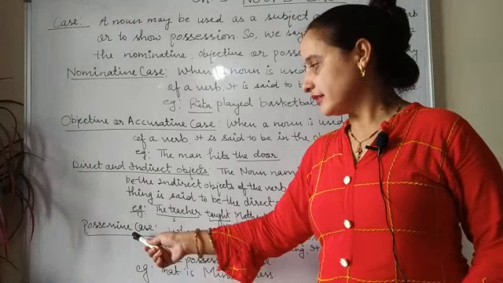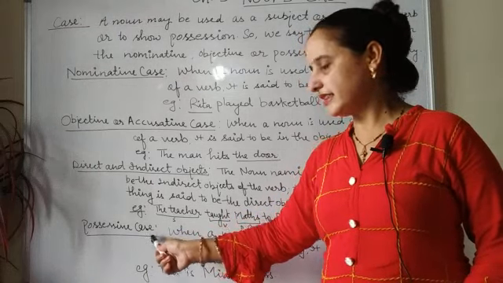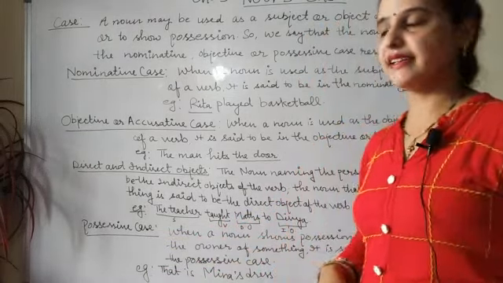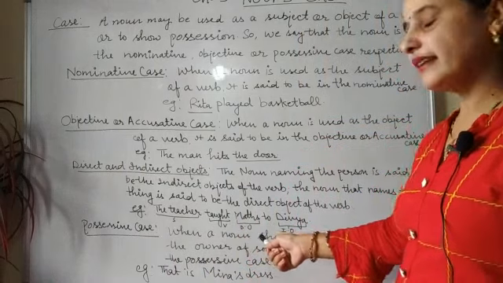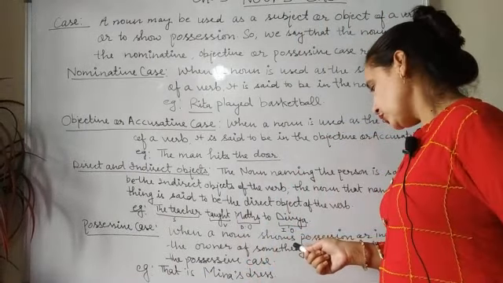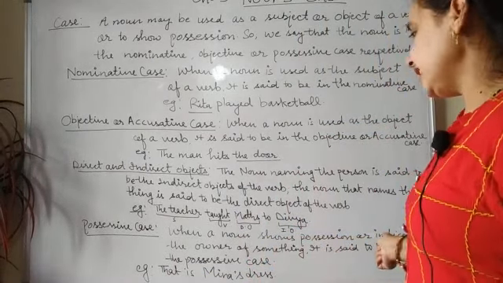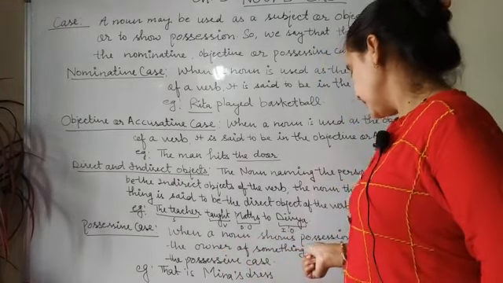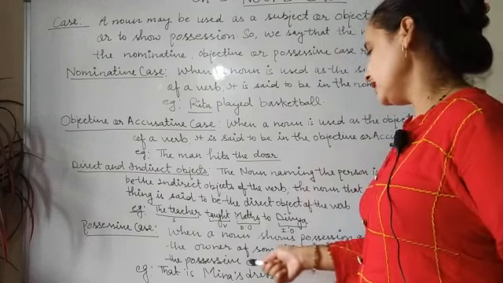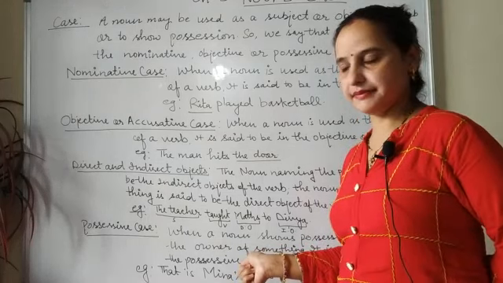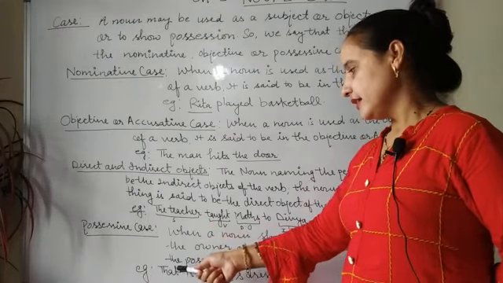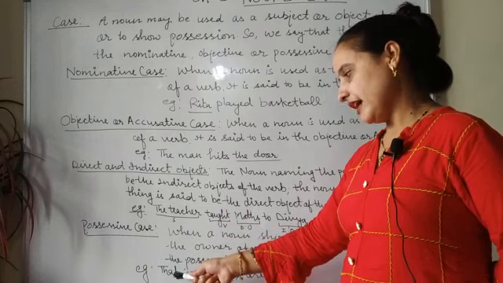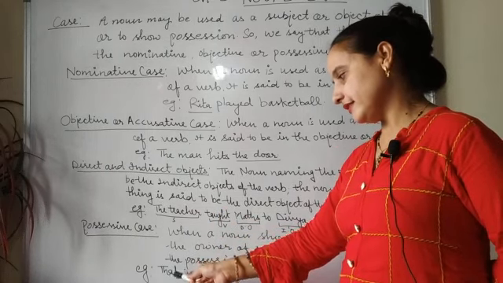The next one is the possessive case. What is a possessive case? When a noun shows possession or indicates the owner of something, it is said to be in the possessive case. See the example. With the help of examples, we will see the difference.